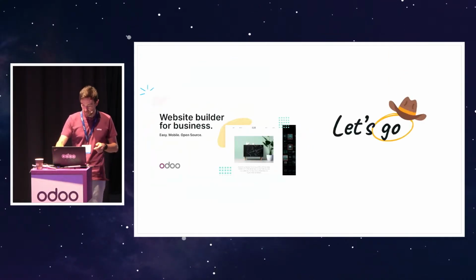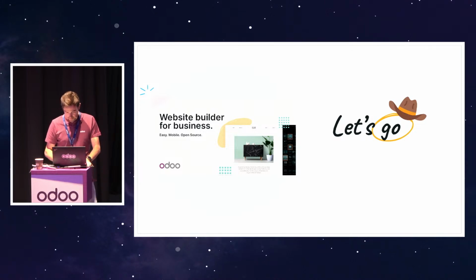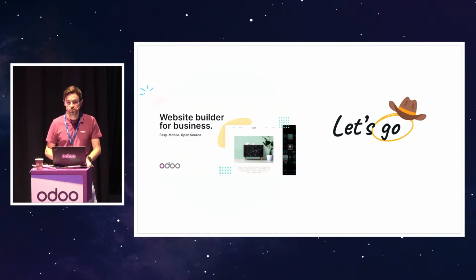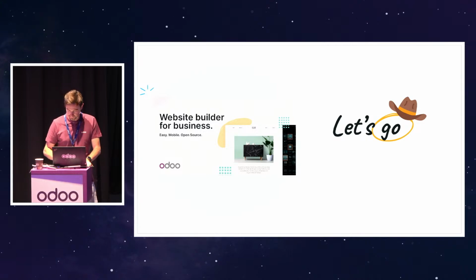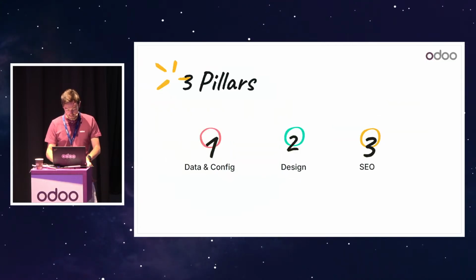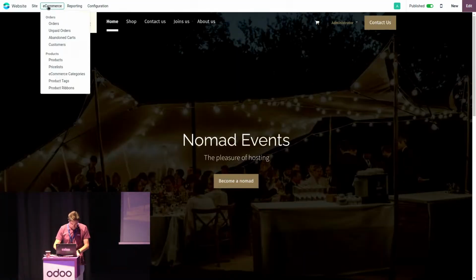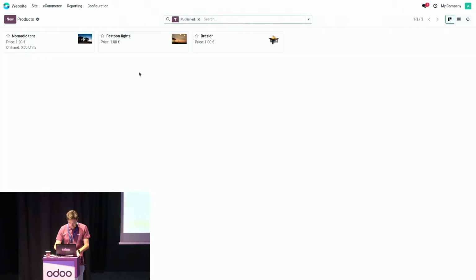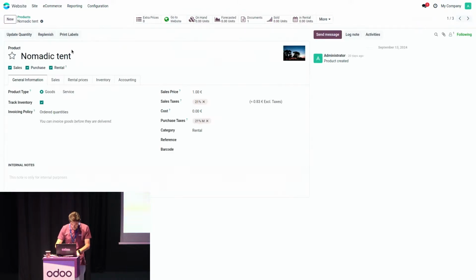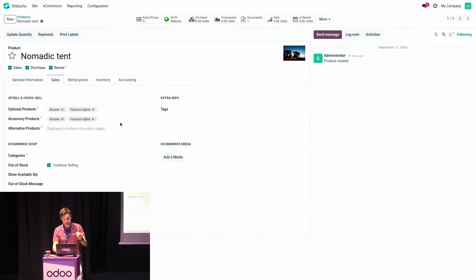So, okay. Let's go. I'm ready now, so let's go into my database and the website I created and see what we can improve. I'll start with the data. Via the website application, I have a menu for the products, and I will dive into my main product, the tent. I will go directly to the Sales tab because this is where I have all the e-commerce related information.